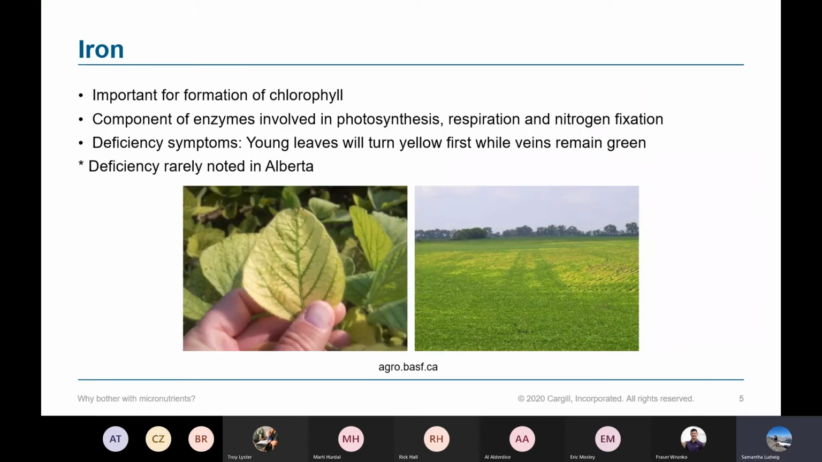So next I'll talk about iron. It's really important for the formation of chlorophyll, and it's a component of enzymes within the plant that are involved in photosynthesis, respiration, and nitrogen fixation. So you'll more often see an iron deficiency in crops like your legumes, like soybeans, and some pulses. So the young leaves will turn yellow first, but the veins of the leaf remain a very dark green. And it's important to note that iron deficiency is very rarely seen in Alberta.